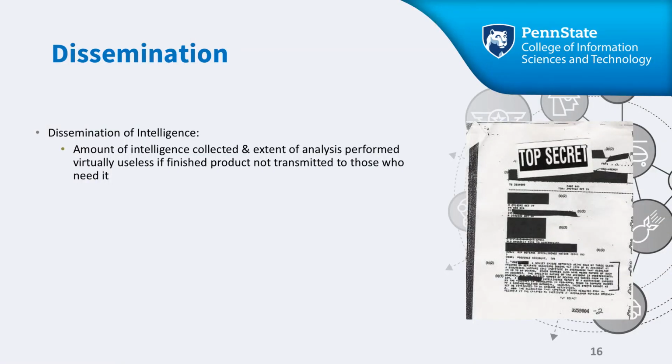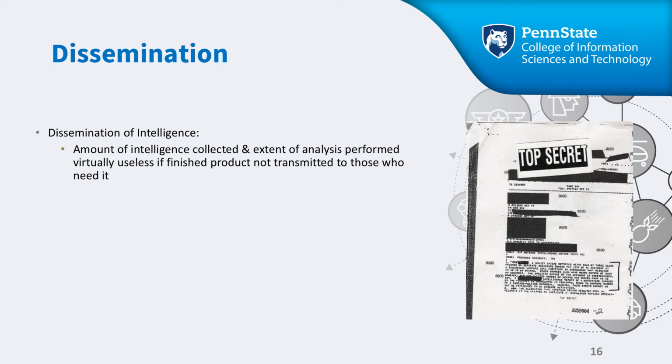The final step in the intelligence process is the dissemination of the finished intelligence. Once again, dissemination is a government-type word that means passing it on to the people who need to see it. The intelligence collected and the good analysis provided doesn't mean anything if the finished product is not transmitted to the people who need to see it. Military commanders in the field, Homeland Security officials.